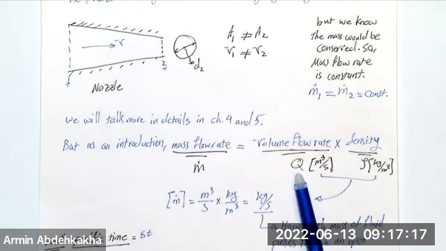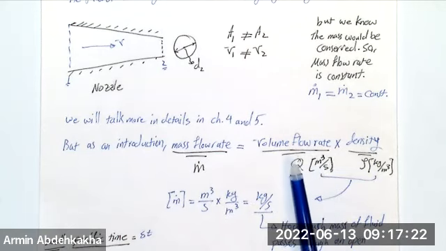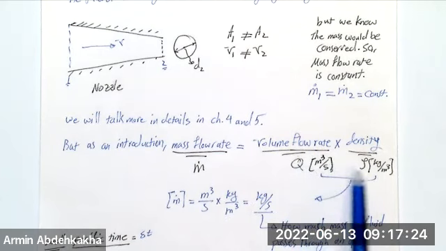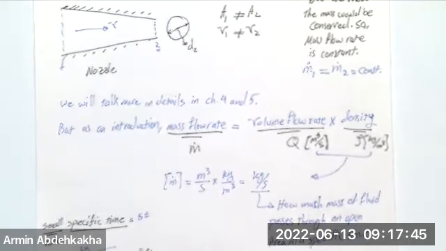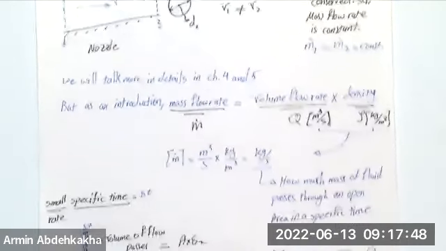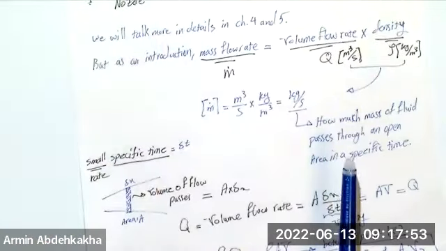The Q is volume flow rate, it has the rate, so it means over second. Volume is meter cubed, right? Density is kilogram per meter cubed. And if you check the unit for mass flow rate, we multiply these two. Meter cubed is going to be cancelled out with meter cubed, and the mass flow rate is kilogram per second. What does it mean? It means how much mass of fluid passes through an open area in a specific time. That makes sense, right? So how can we prove it in a simple way?